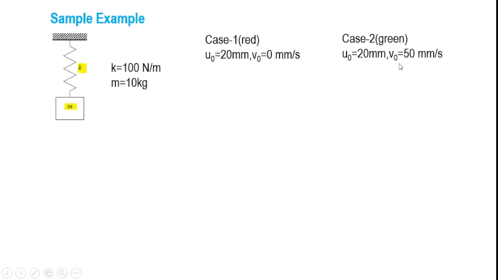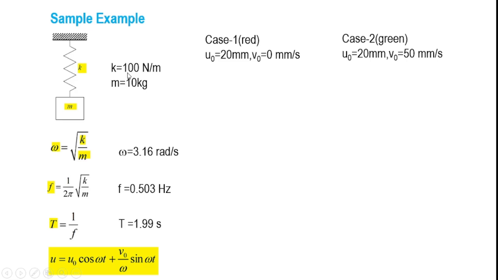Case 2 is a little bit different. In addition to the initial displacement u0 of 20 mm, I have also imposed an initial velocity v0 of 50 millimeter per second. So obviously we know that the first step involved will be the computation of the natural frequency in radians per second, the frequency calculation in hertz, and also the natural period capital T.